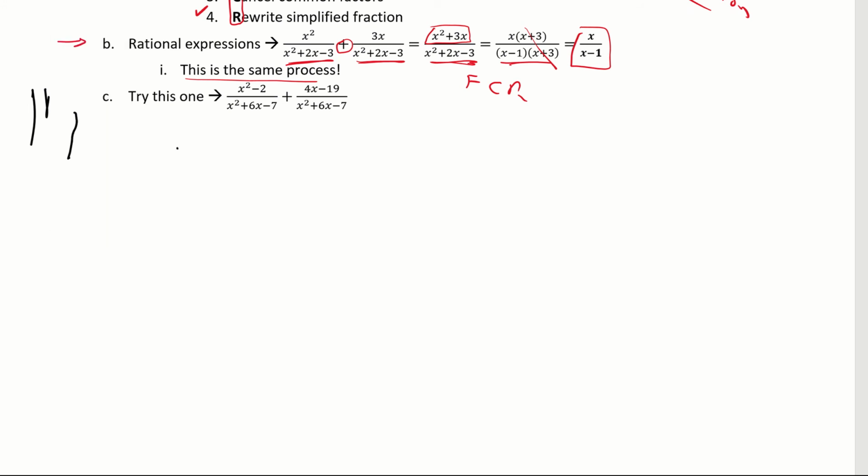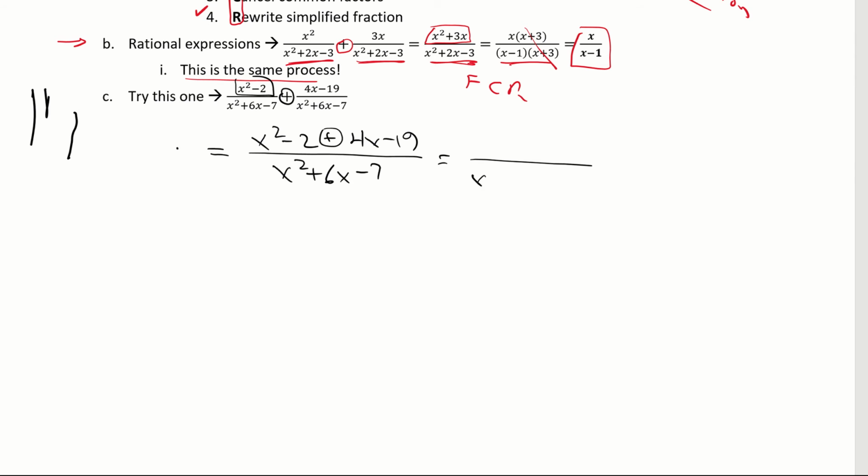All right. So, do we have the same denominator? Yes, we do. What do we do? We add over that common denominator. What do we add? This numerator, which is x squared minus 2, plus 4x minus 19. Seems silly. I know. These are algebra moves that in Algebra 2 we just learned to do. Let's see what we got. We got x squared plus 6x minus 7.